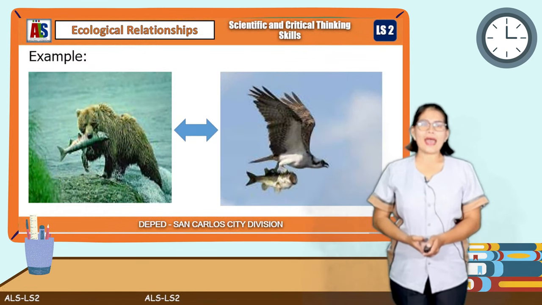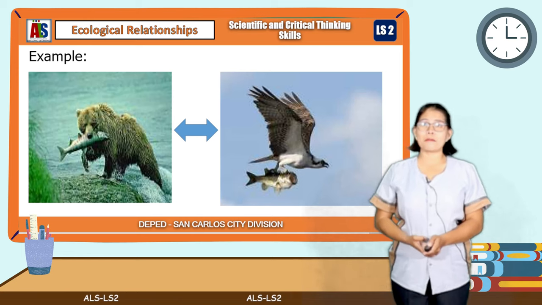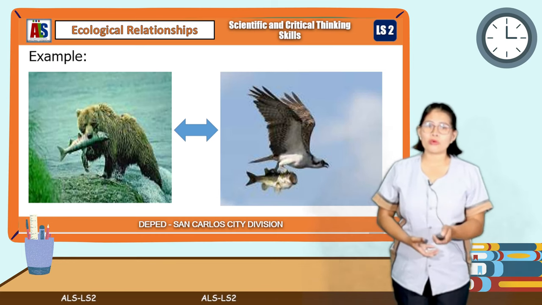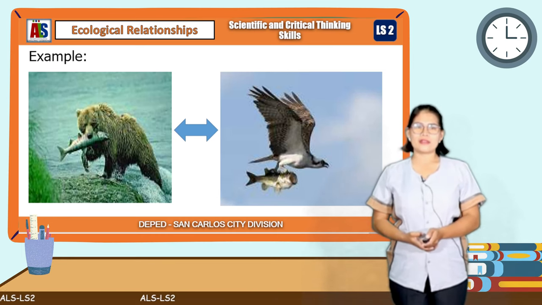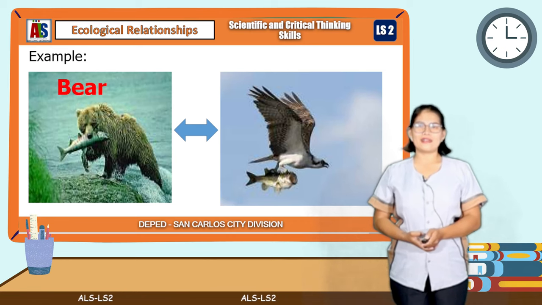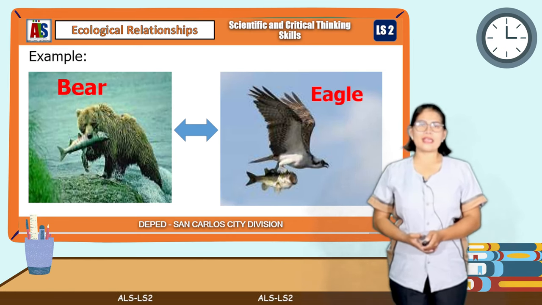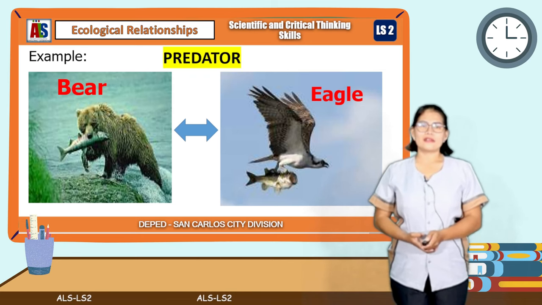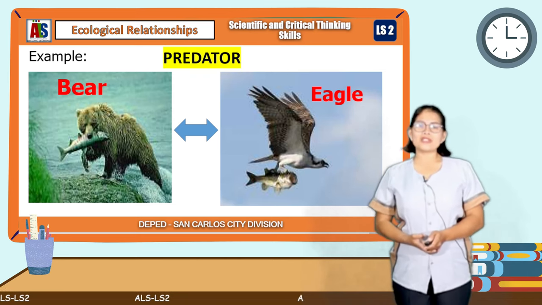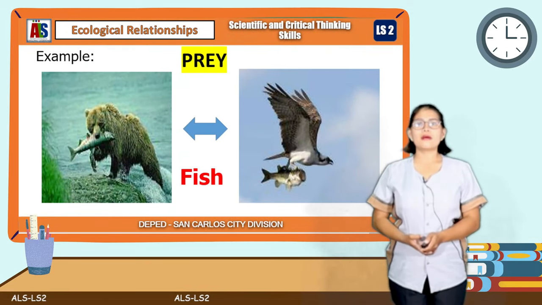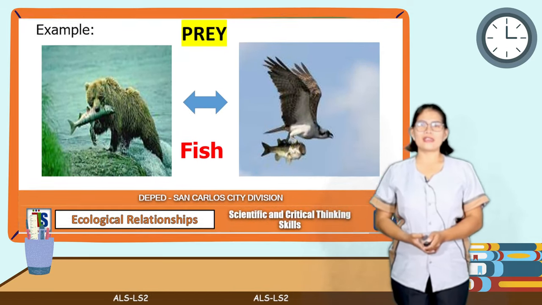I have another example of predation. Which of the animals shown are predators? What do you think? It is the bear, and an eagle. Which of the animals shown are prey? It is the fish.